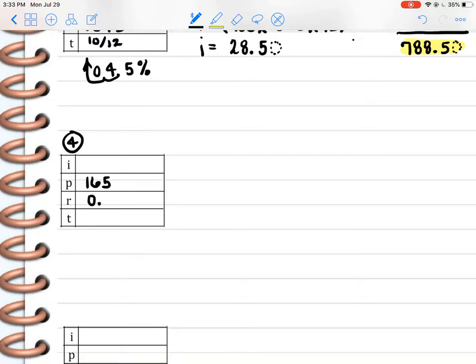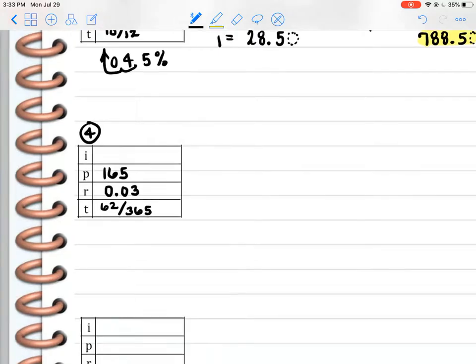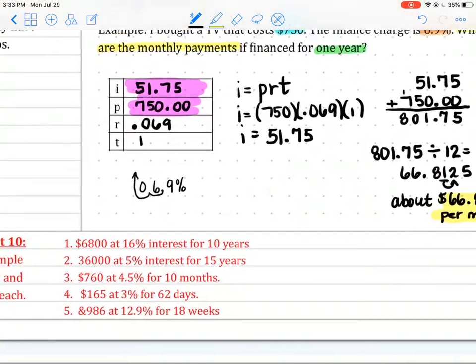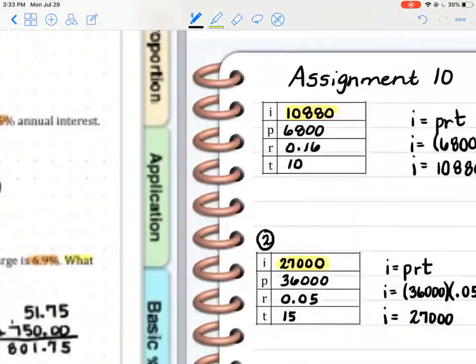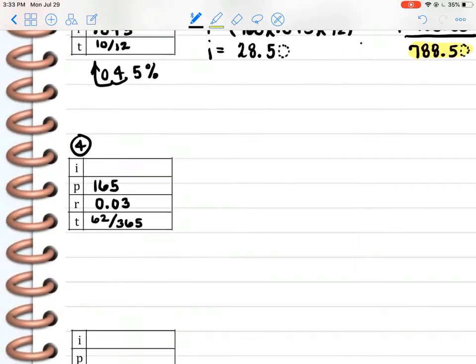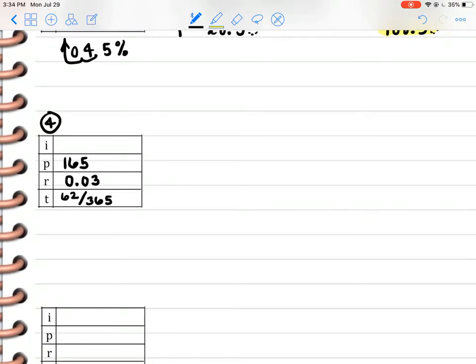3%, that's a pretty low rate, but we're only borrowing it for 62 days. So 62 out of how many days in a year? Well, there are 365 days in a year. Let me check my 62, yes. Okay, so the formula: interest equals principal times rate times time.